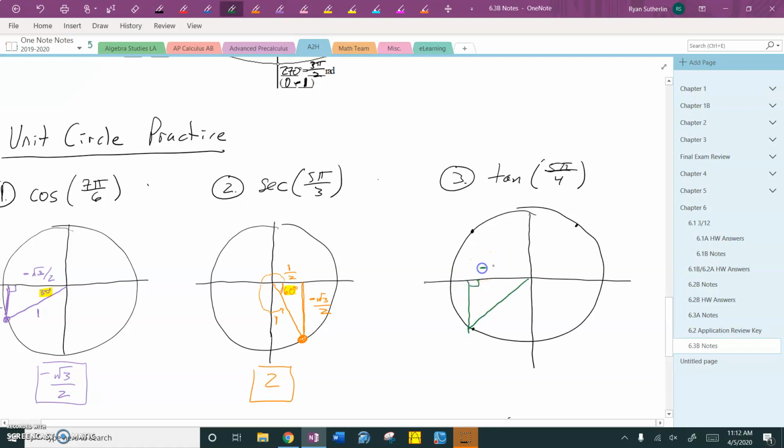We know that 4 pi over 4, this is a 45-degree angle, and in those the value is the same for x and y, root 2 over 2, and since we're in the third quadrant, they're both negative. So now tangent is opposite over adjacent, y over x, sine over cosine, and if I take anything divided by itself, we get tangent to be 1.